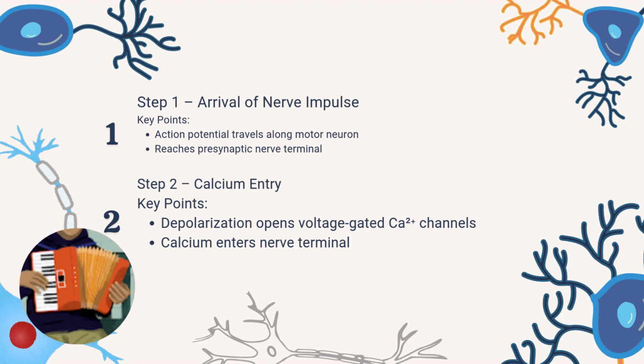Step one, arrival of the nerve impulse. This process begins when the action potential travels along the motor neuron. This electrical signal reaches the nerve terminal at the neuromuscular junction, preparing the neuron to release neurotransmitters.